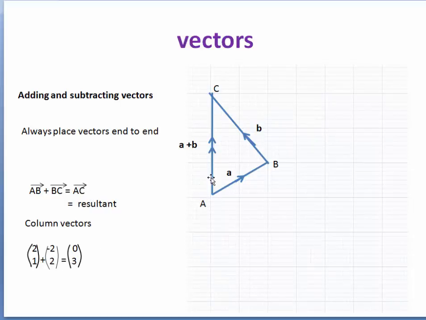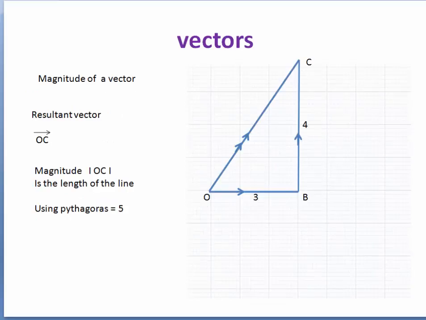As we can see on our graph, A to C has no horizontal shift, that's 0, but there is a vertical one of plus 3, so the bottom number is 3. The magnitude of a vector is given by the length of the resultant. Here we've got the resultant vector as OC, and the magnitude we write as these two lines on either side of OC, and this is the length of this line OC.